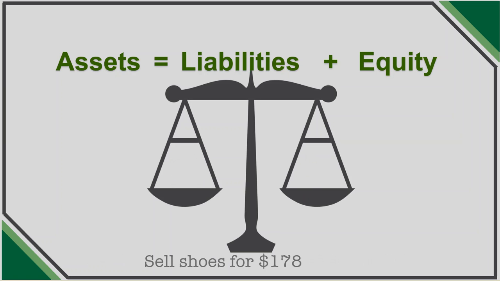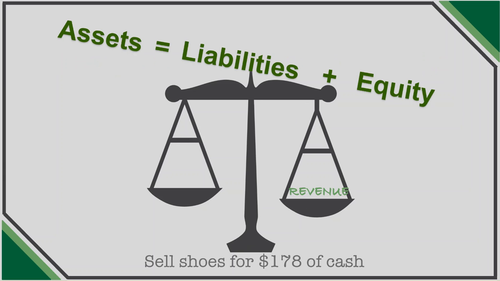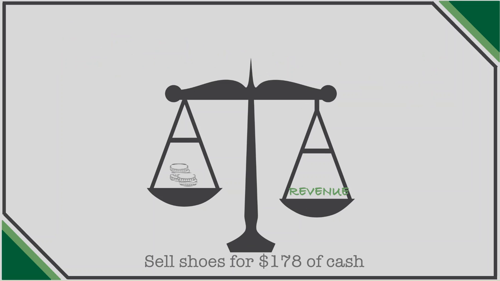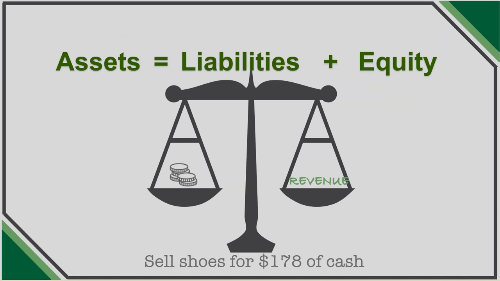Finally, let's look at an example whereby a company is earning money. If a company sells a pair of shoes for $178, then it will receive cash, an asset, and will also earn income. Income and expenses are recorded in the equity section of the accounting equation. The selling of shoes increases cash, an asset, and the recognition of revenue increases equity, so that both the right and left side of our accounting equation increases by $178.